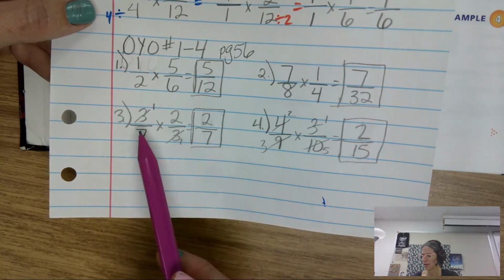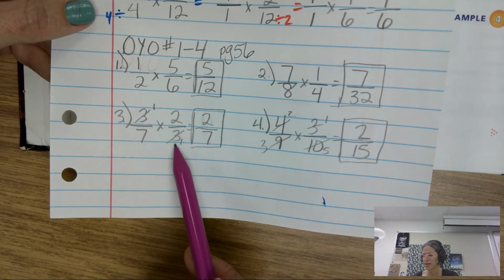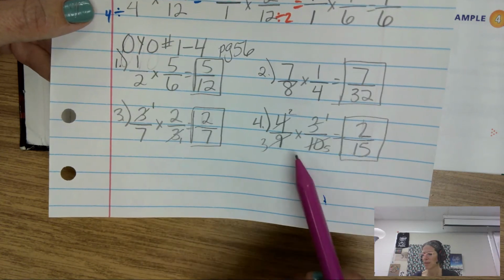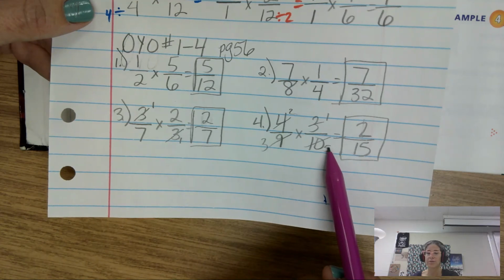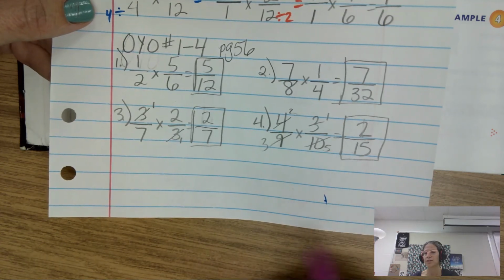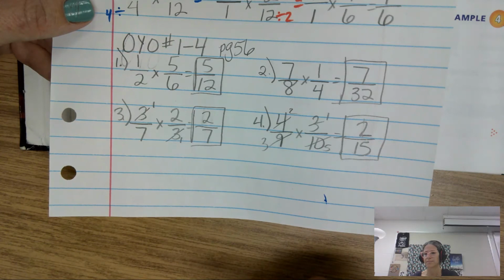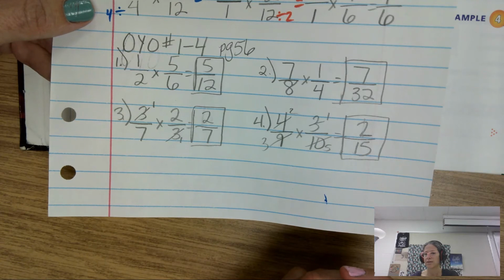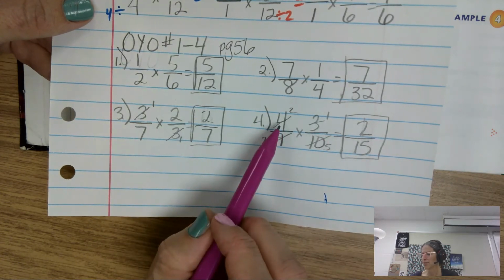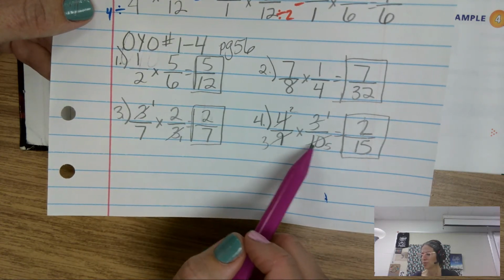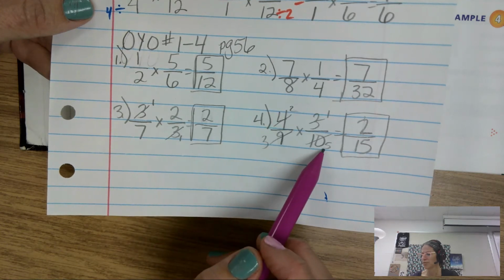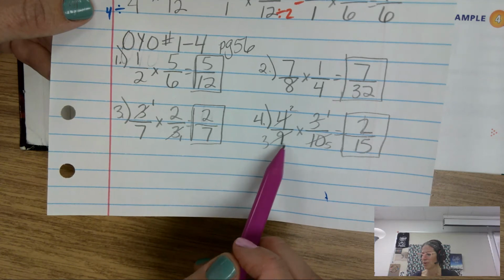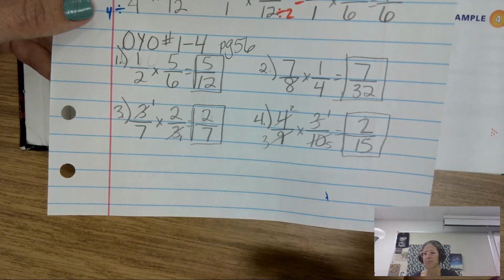Number 3, there was a little bit of simplifying right here. You have common factors of 3 there, so my answer is 2/7. And here, there are a lot of different ways that you could get there, but the only right answer is 2/15. My common factor that I divided by for 4 and 10 was 2. 2 goes into 4 2 times, 2 goes into 10 5 times. My greatest common factor for 9 and 3 again was 3, and that's how I ended up with 2/15.